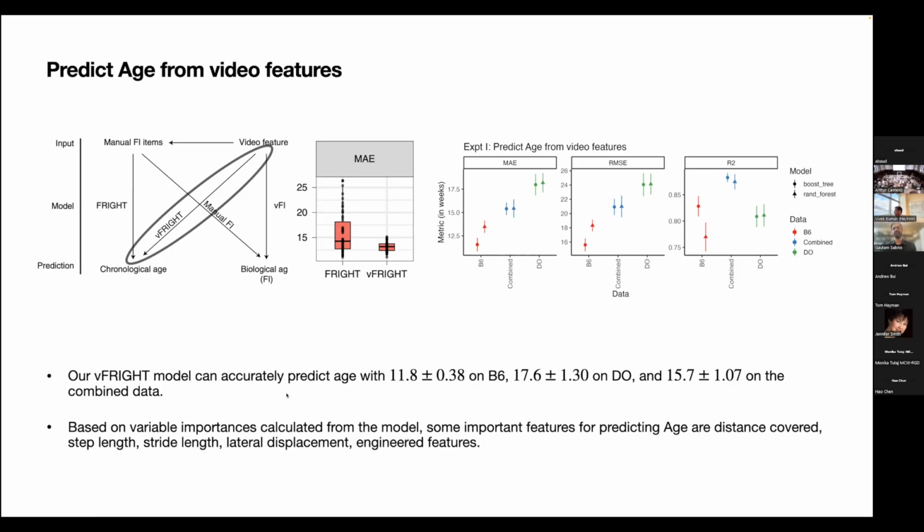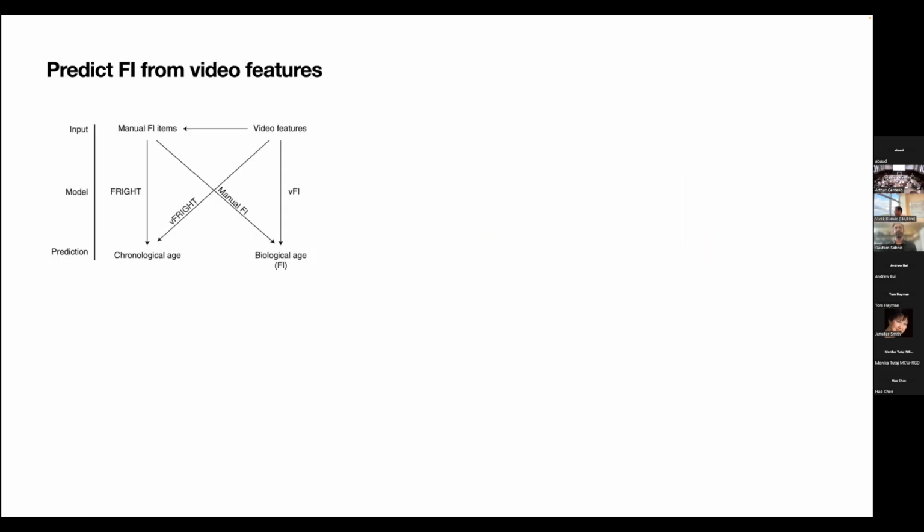Next, we wanted to see which variables are important for predicting age in our model. One way to do that is to look at the variable importance of the features. And we did this by shuffling the feature values and fitting the model using the separate features. The model accuracies are greatly affected when the feature is important.